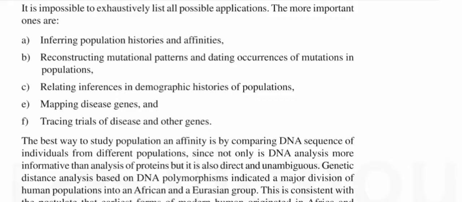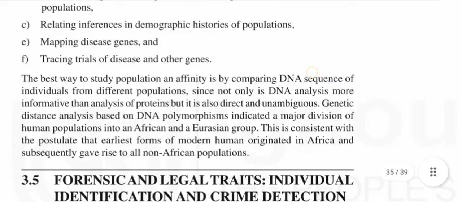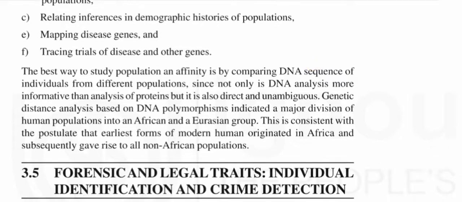The best way to study population and affinity is by comparing DNA sequence of individuals from different populations, since not only is DNA analysis more informative than analysis of proteins, but it is also direct and unambiguous. Genetic distance analysis based on DNA polymorphisms indicated a major division of human populations into an African and a Eurasian group. This is consistent with the postulate that the earliest forms of modern human originated in Africa and subsequently gave rise to all non-African populations.